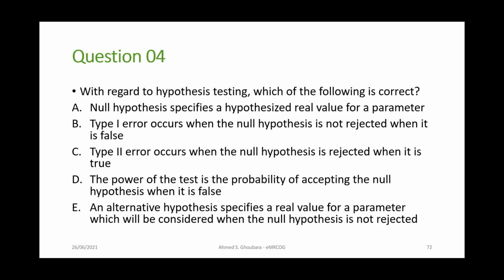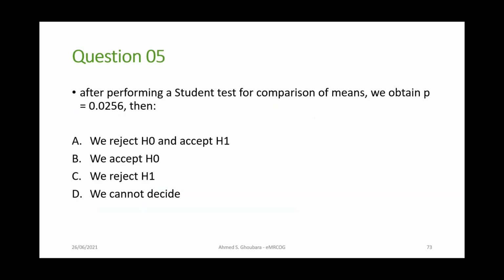Okay, you're welcome. So let's keep going, guys. Question 5. This is a very straightforward example of the null and alternative hypothesis. After performing a student t-test for comparison of means, we obtain a p-value of 0.0256, which is about 2%. So what do you think? Tell me what you think, guys.